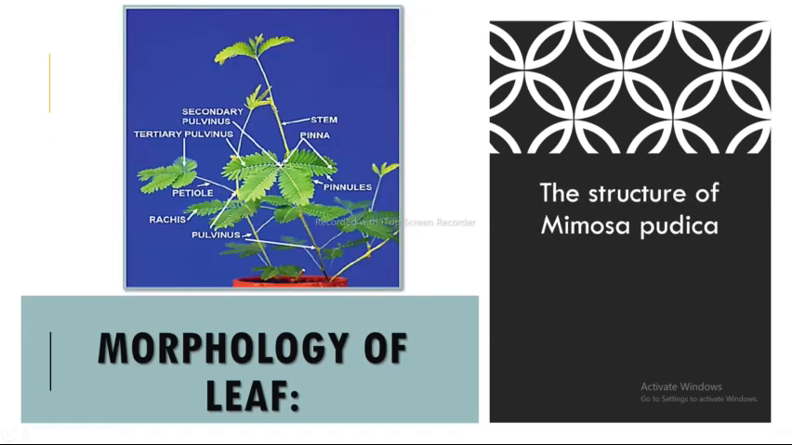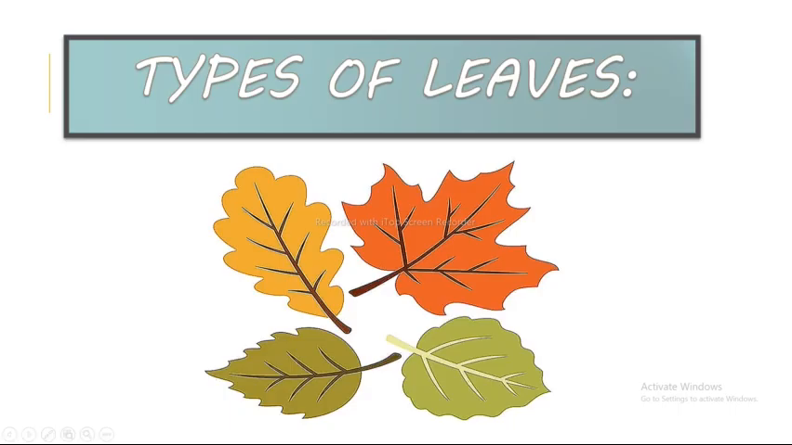So the structure of the Mimosa pudica or touch-me-not, you can see clearly in this figure that this is stem, this is pinna, these are pinnules, and again this is the swollen portion which is known as pulvinus, the stalk-like portion petiole, this is rachis, and this is the secondary pulvinus, and this is the tertiary pulvinus as shown in the figure. Next I am going to discuss the types of leaves.